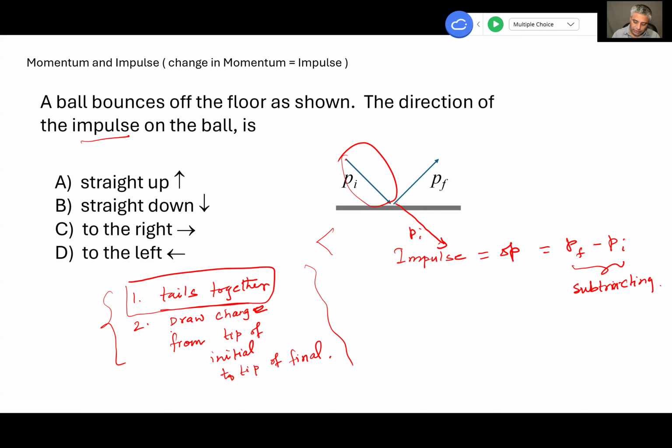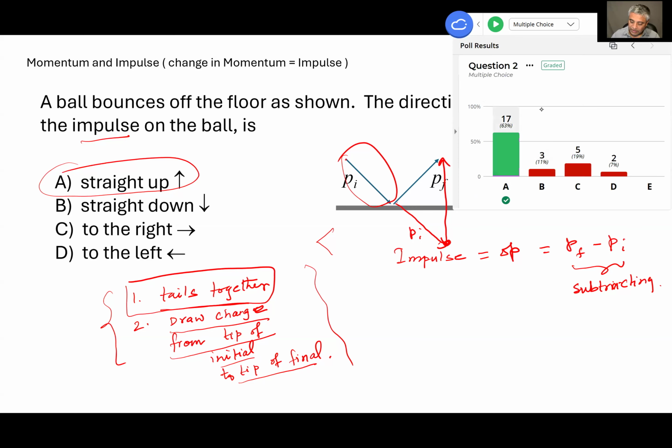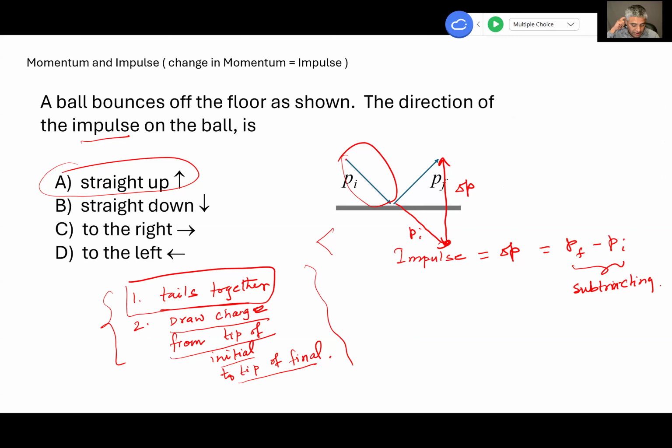And in step two, draw the change from the tip of initial. So initial is this one, so the tip of initial is here, to the tip of final. That gives me the change. And that means A is the correct answer in this case. Okay. So most of you did it correctly.